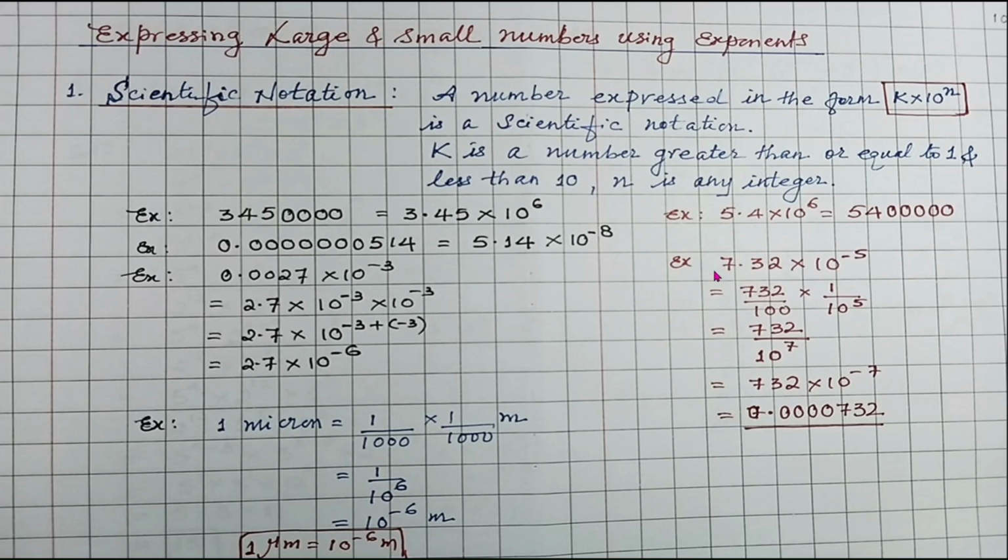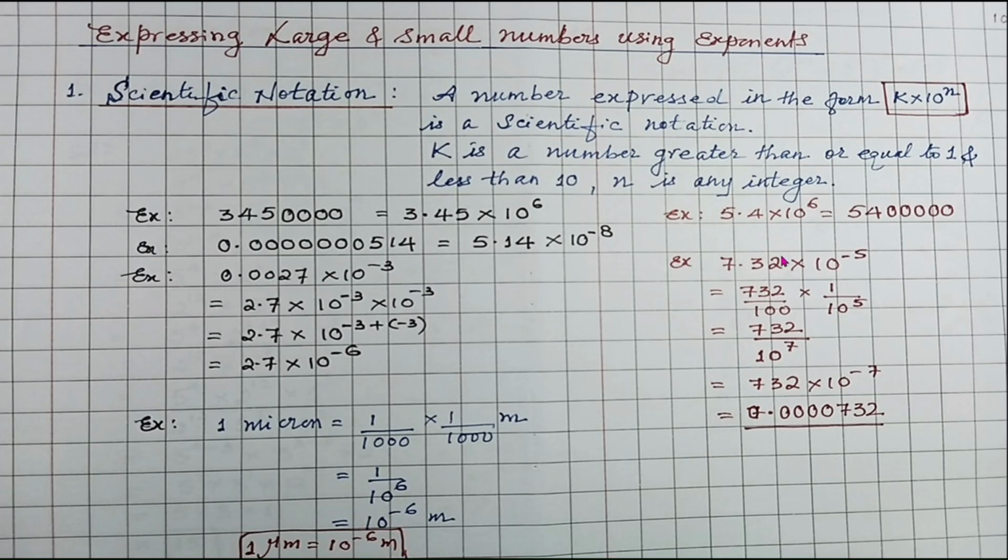Also, if you have to write, let us say for example 0.0027 into 10 raised to minus 3, first convert this into exponential notation form. That means it is 2.7 into 10 raised to minus 3, multiplied by 10 raised to minus 3. When we add the powers, we get 10 raised to minus 6. Therefore this number can be written as 2.7 into 10 raised to minus 6, which is the exponential notation form of the given number.